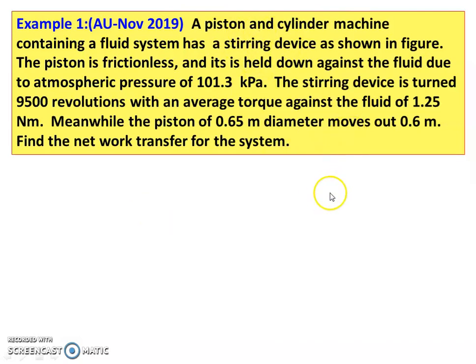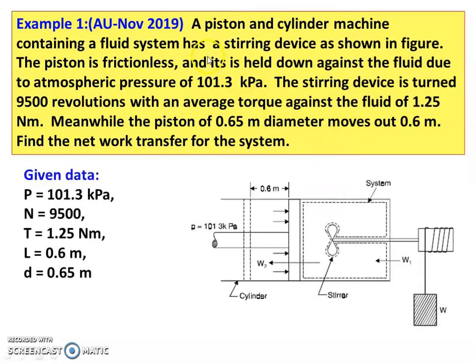A piston and cylinder machine containing a fluid system has a stirring device as shown in the figure. So this is the figure. We have a cylinder with a reciprocating piston. There is a stirrer. The stirrer rotates. When the weight moves here, the stirrer rotates. The piston is frictionless and it is held down against the fluid due to the atmospheric pressure. On the left side, atmospheric pressure is acting. So the pressure here is atmospheric pressure, 101.3 kilopascal.